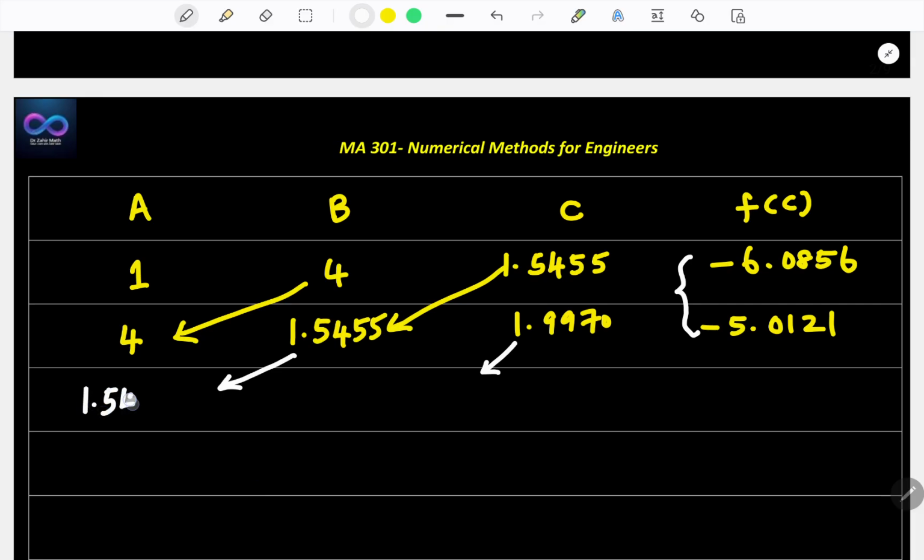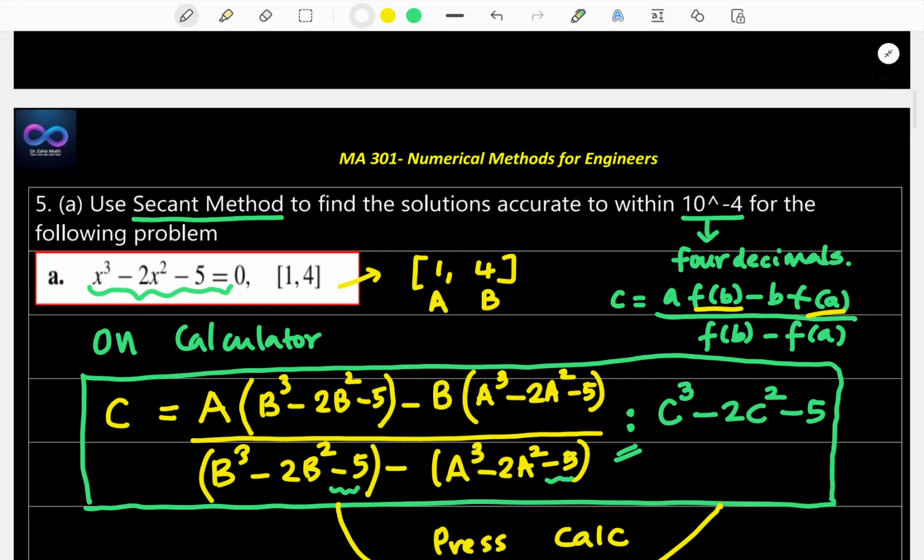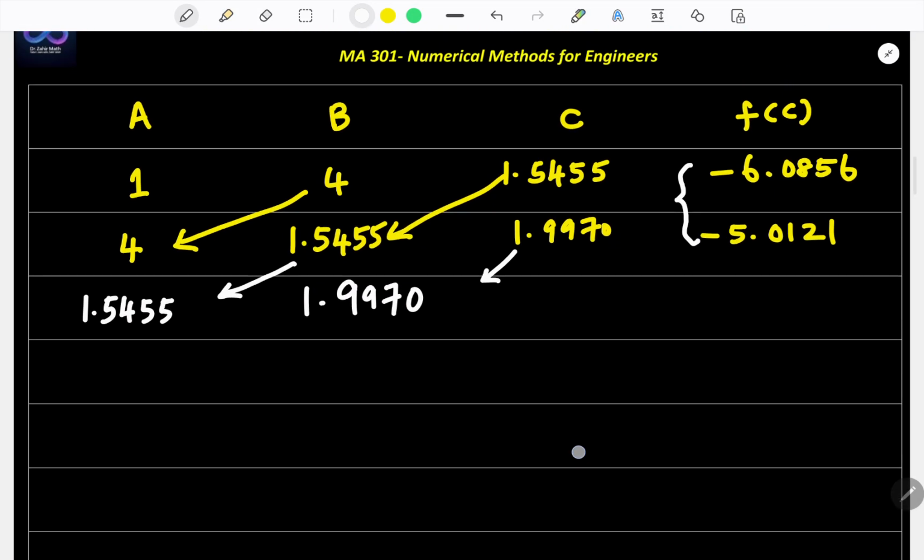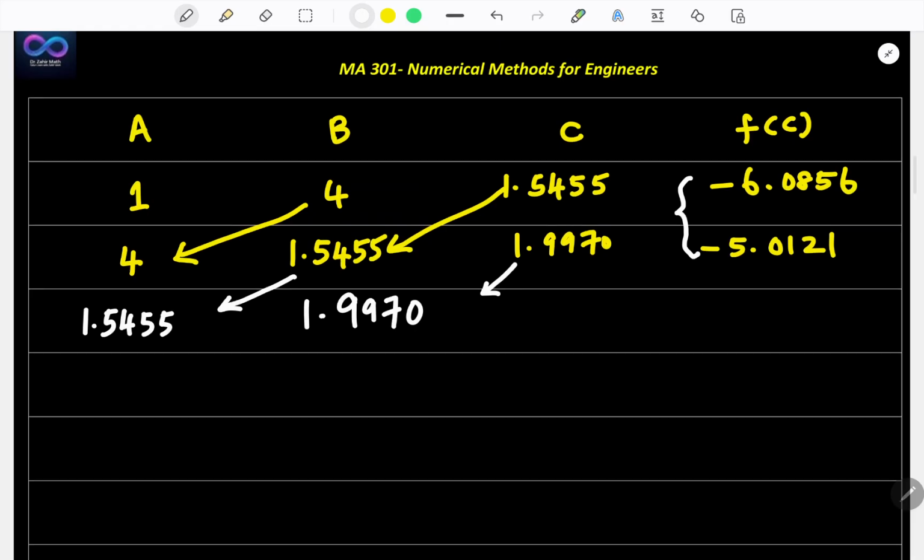So 1.5455 and 1.9970, come on, give it in the calculator. 1.5455, press equal, 1.9970. I forgot to tell you, you have to fix the mode to 4 decimals. Already I fixed the calculator to 4 decimals. Keep in your mind, 4 decimals you have to keep. Then only you start the problem. Once you enter the formula, when alpha colon is written, you cannot go to shift mode fix.